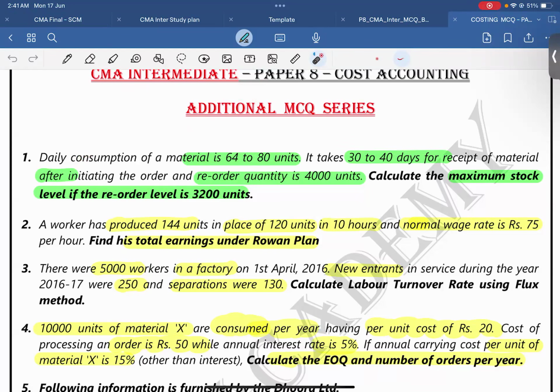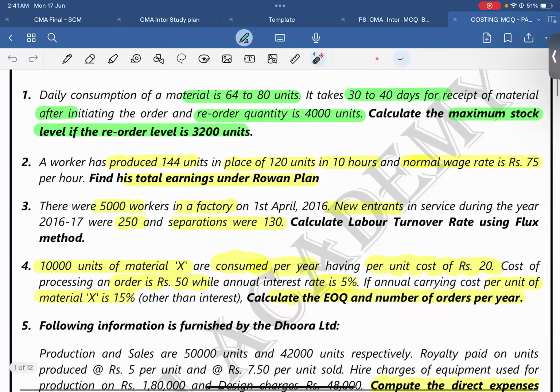Okay, next question number 2. A worker has produced 144 units in place of 120 units in 10 hours. The normal wage rate is 75 per hour. Find the total earnings under Rowan plan. That's what the question is.